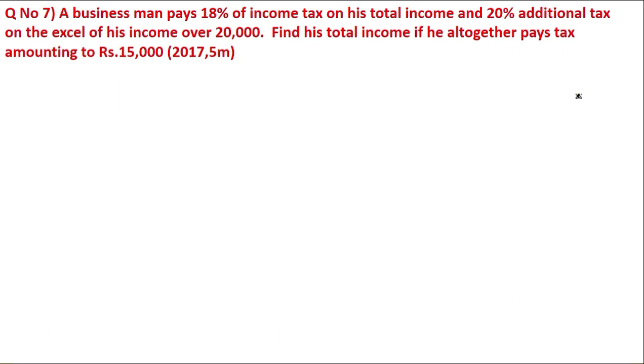So this is another problem which appeared in the 2017 examination, for 5 marks. I'll just go through this problem. A businessman pays 18% of his total income as income tax. So total income, how much is he paying? 18%. Correct. And he is also paying 20% additional tax on the excess of income over 20,000.